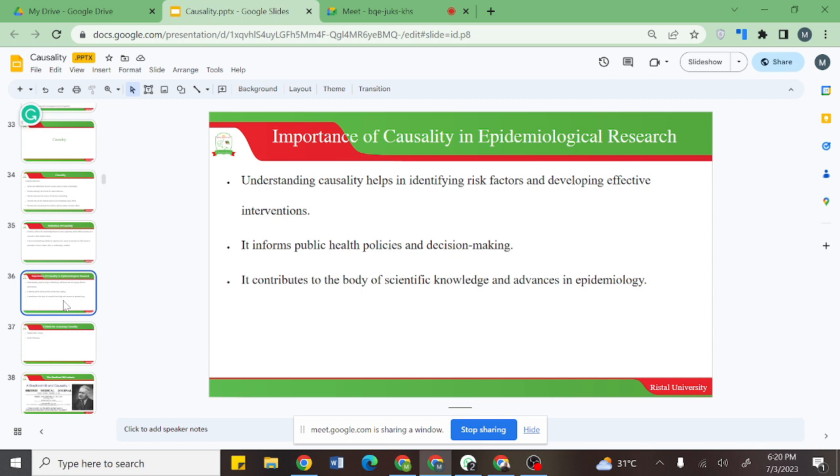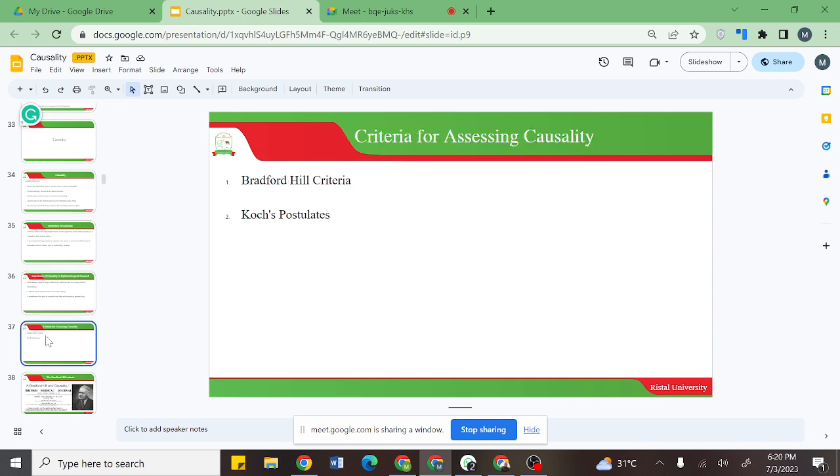So after knowing these risk factors, now we can design effective interventions to reduce the occurrence of these diseases in the population. And therefore, we have issues like designing public health policies, making decisions. You cannot make decisions out of the vacuum. You make decisions after getting scientific knowledge about the relationship between exposures and outcomes. So that's why causality is very key.